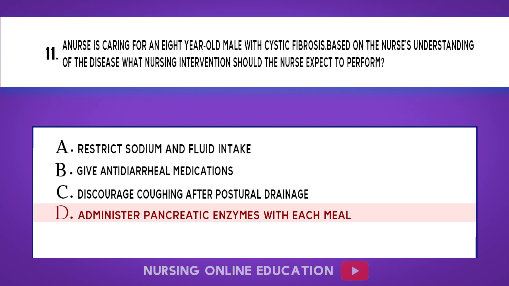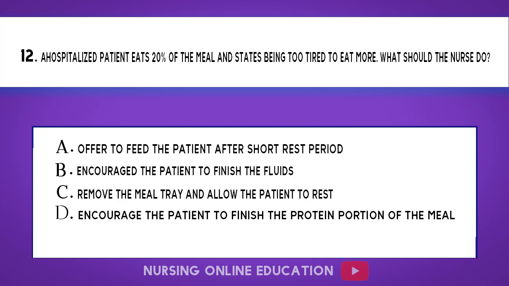Administer pancreatic enzymes with each meal. 12. A hospitalized patient eats 20% of the meal and states being too tired to eat more. What should the nurse do? A. Offer to feed the patient after a short rest period. B. Encourage the patient to finish the fluids. C. Remove the meal tray and allow the patient to rest. D. Encourage the patient to finish the protein portion of the meal. The answer is option A.